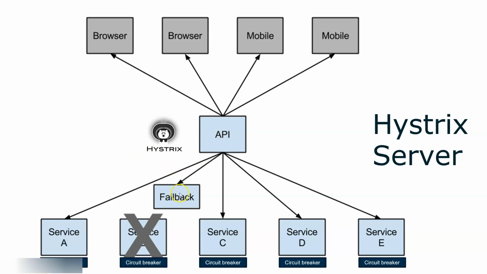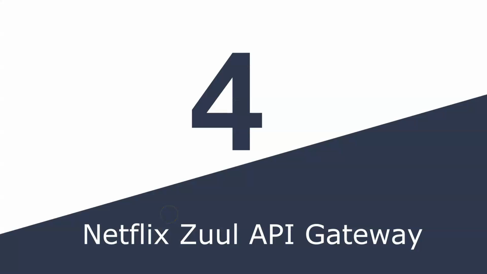So it will just go and get the response from the fallback method, and it will return the response to the client. Let's move forward. Now let's talk about the Netflix Zuul API gateway.